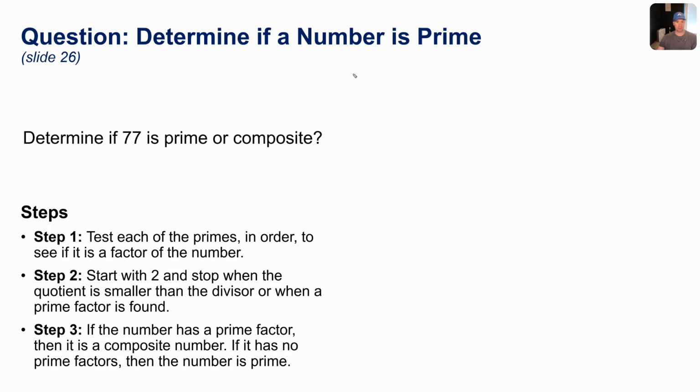So again, if I think about prime numbers in order, and I was to list out my prime numbers, let's go ahead and put that up here. It's nice to always have a listing here. We have 2, 3, 5, 7, 11, 13, 17, and 19. Those are the prime numbers less than 20. So we can start with the smallest of them, 2, and then stop when the quotient is smaller than the divisor or when a prime factor is found, right? Okay, so if I look at 77, is it divisible by 2?